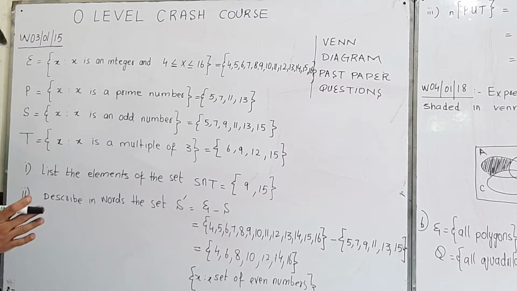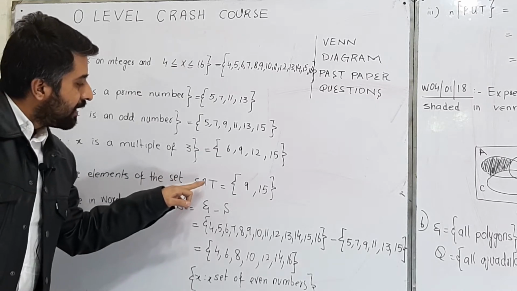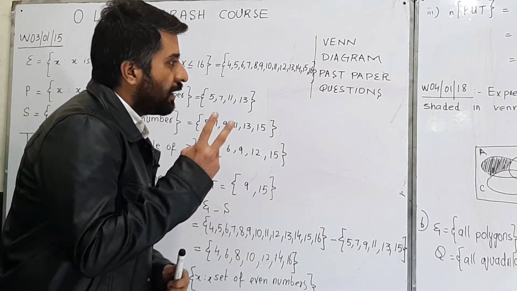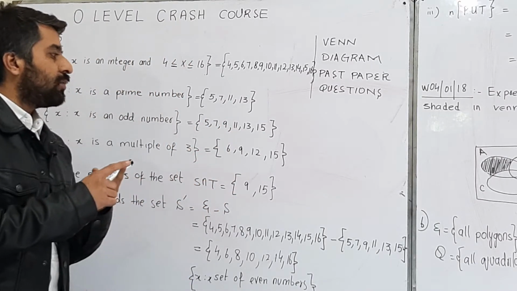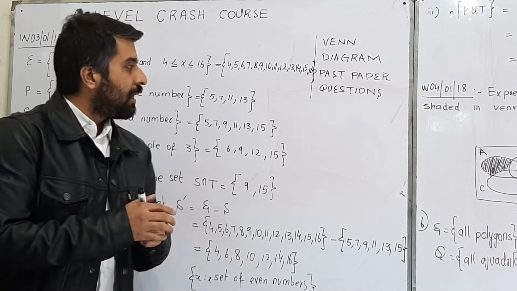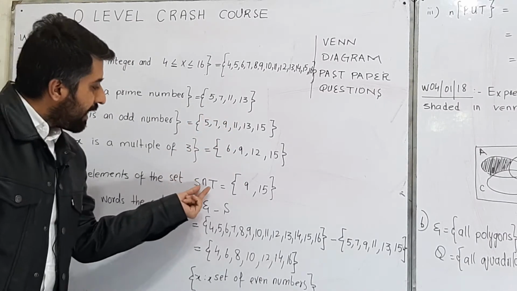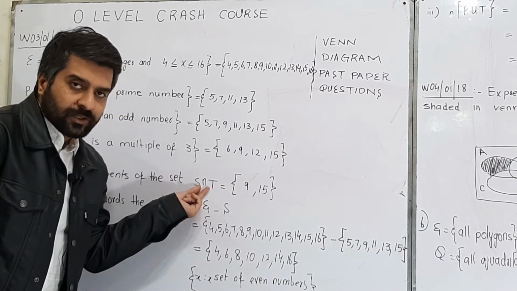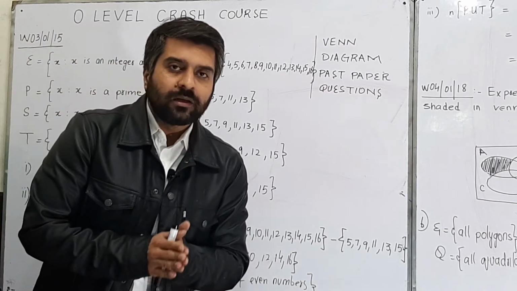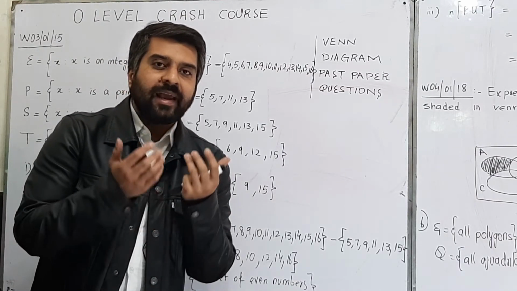Now my first part of the question is: list the elements of the set S intersection T. Now two things have to be known up to this point. What is the concept of elements and what is the concept of intersection? Elements mean those numbers which are present within these sets, and this symbol is of intersection. S intersection T means you have to take out common elements of S and T.